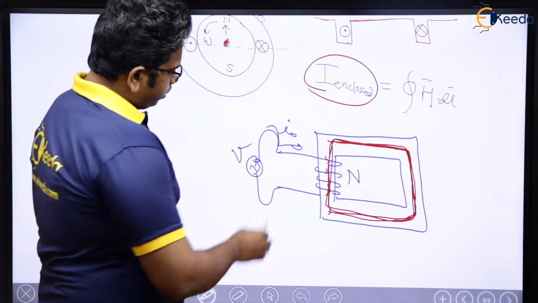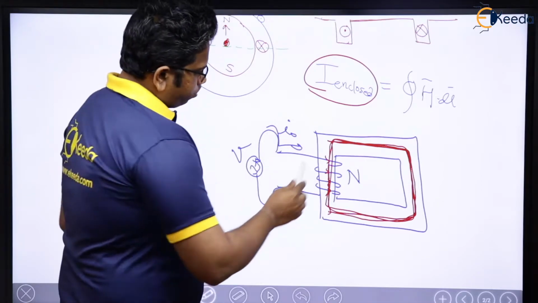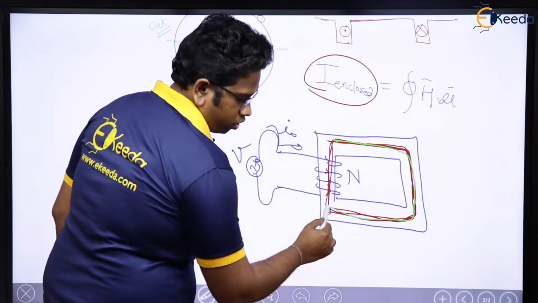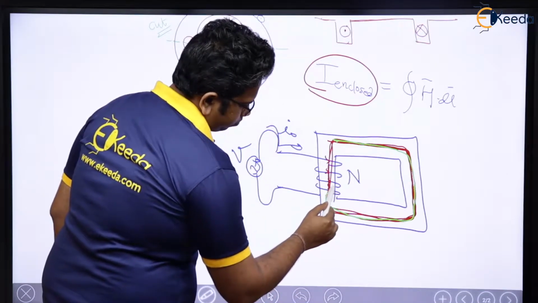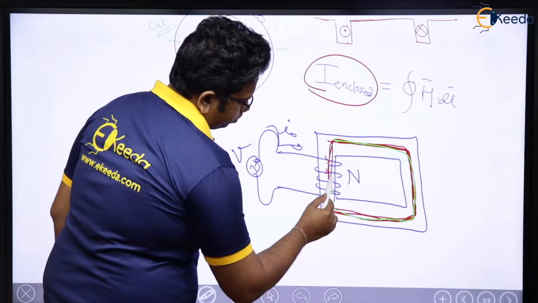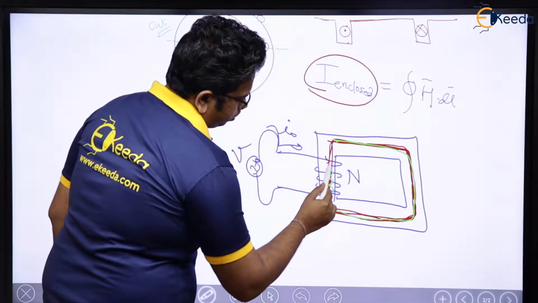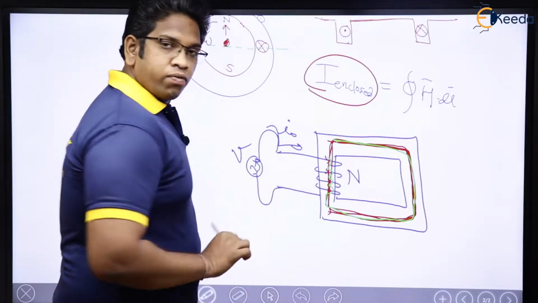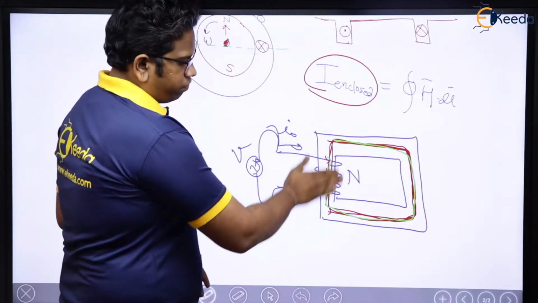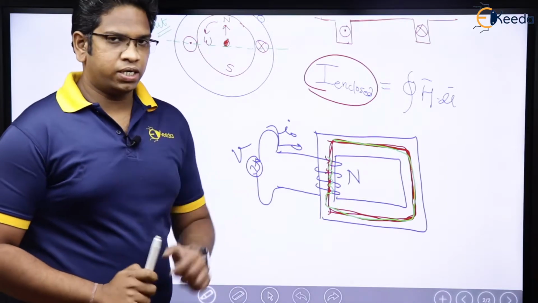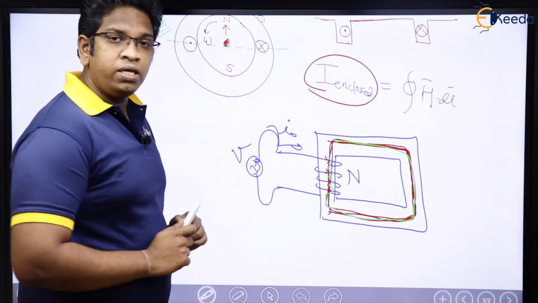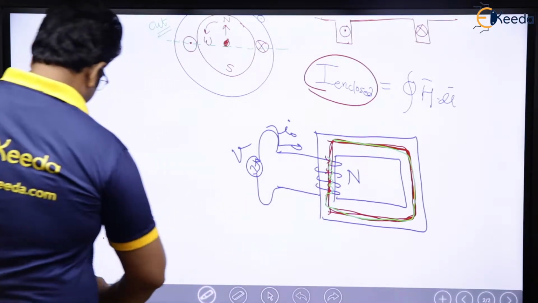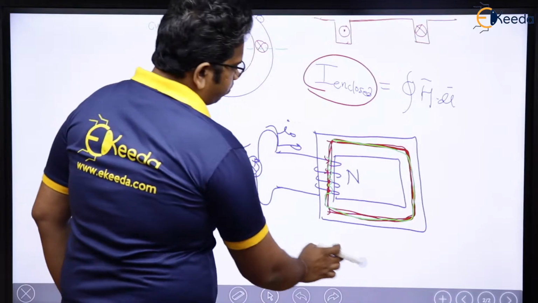Here, I naught current is there, right? So, for this closed path, how much is the current enclosed? Focus here. First turn, second turn, third turn, N number of turns. Which means, imagine if rather than having N turns, I have only one single turn, then how much is the enclosed current? I naught. If it was only one single turn, see. Let me consider one more.